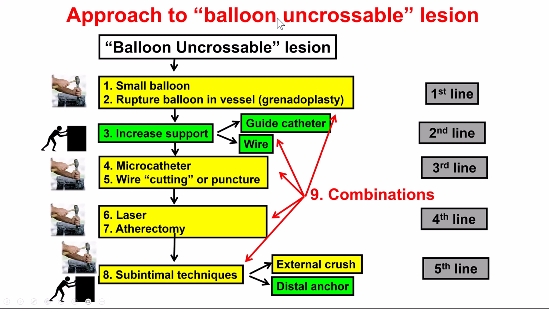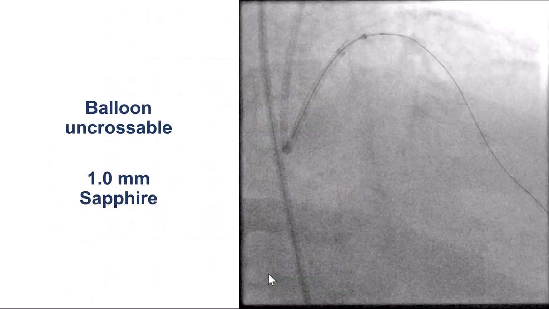This is a balloon uncrossable lesion. The steps are to start with a small balloon. If that doesn't work, then do the granuloplasty, get more support, for example, with a guide extension or with various wires like the side branch anchor technique. Use a microcatheter. If that doesn't work, go to laser. And if that doesn't work, use atherectomy by exchanging the wire for a RotaWire, if, of course, we can advance the rotablation wire or the orbital atherectomy wire distal to the lesion. And the last step is to use extraplaque techniques to cross this lesion.